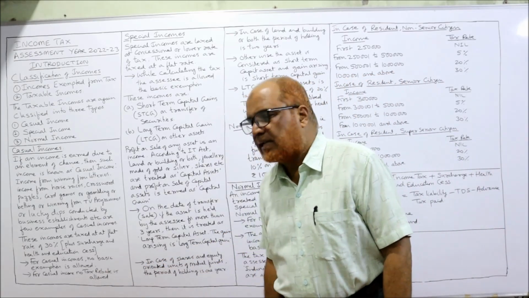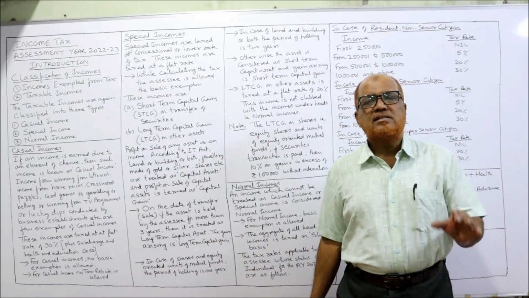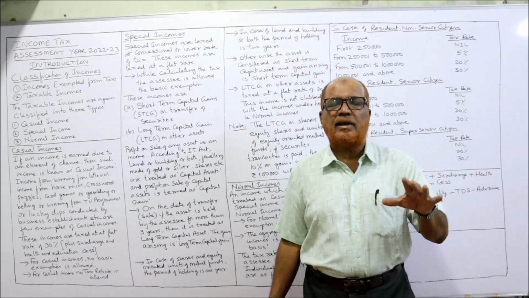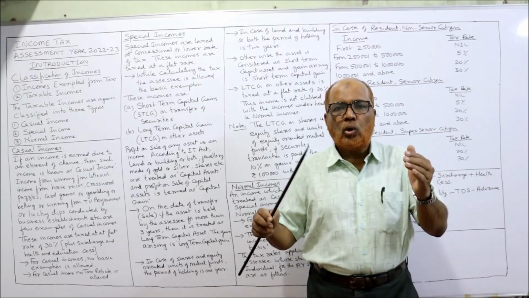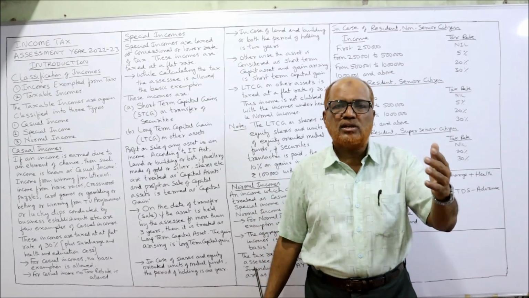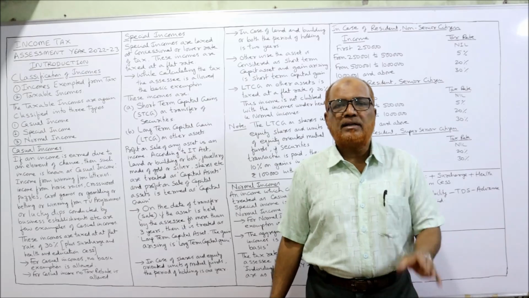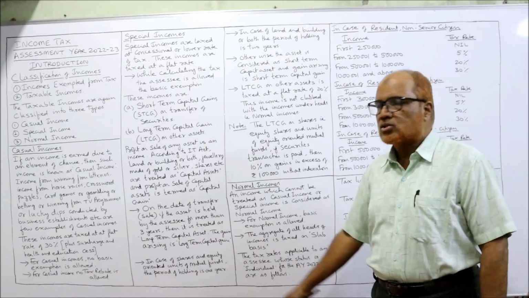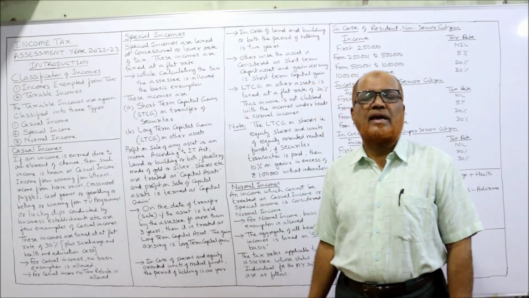For casual income, no tax rebate is allowed. Tax rebate will be allowed for lower income groups. In the coming video, I will explain tax rebate. For lower income groups, some concession is given in the form of tax rebate, but tax rebate is not allowed for casual incomes. That's all. So this is the brief explanation of casual income.